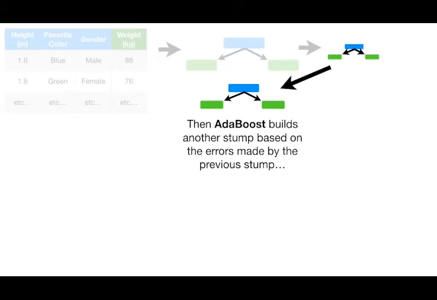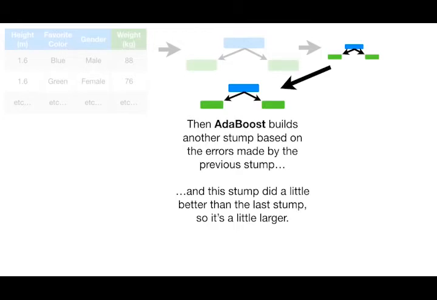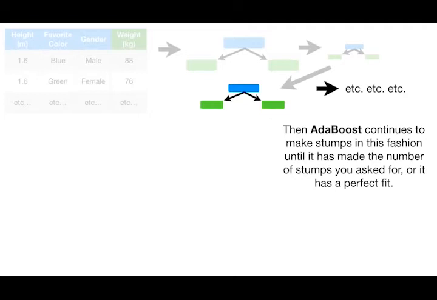Then AdaBoost builds another stump based on the errors made by the previous stump. And this stump did a little better than the last stump, so it's a little larger. Then AdaBoost continues to make stumps in this fashion until it has made the number of stumps you asked for, or it has a perfect fit.